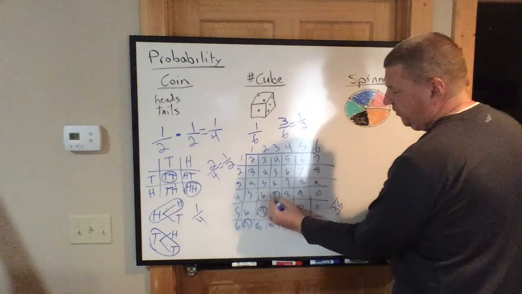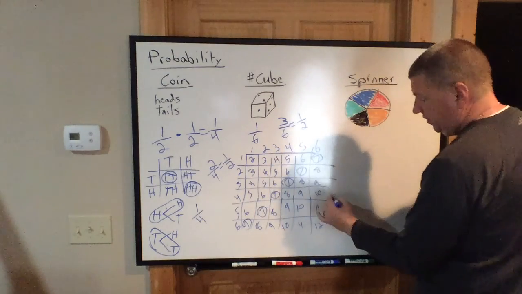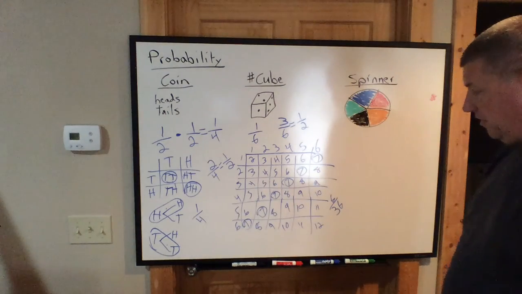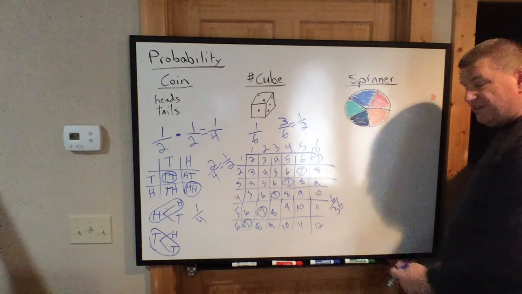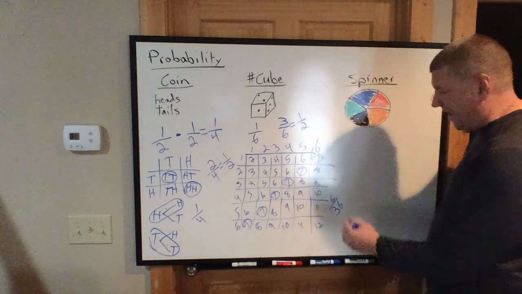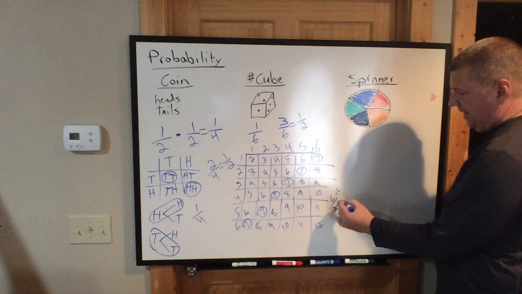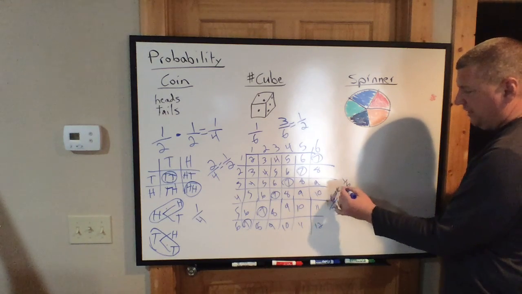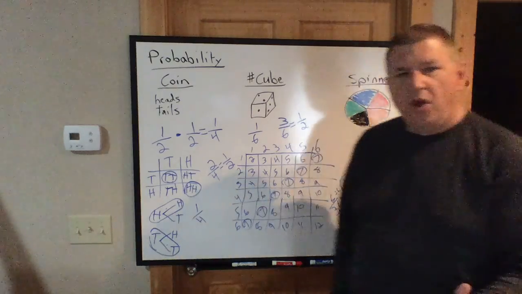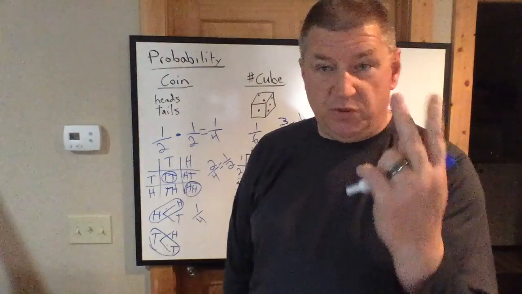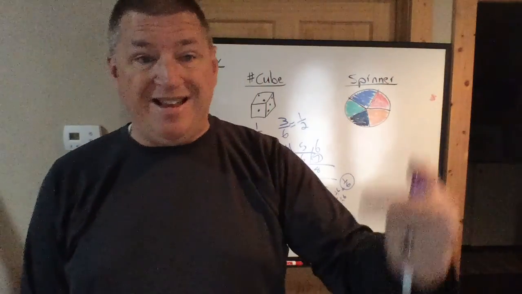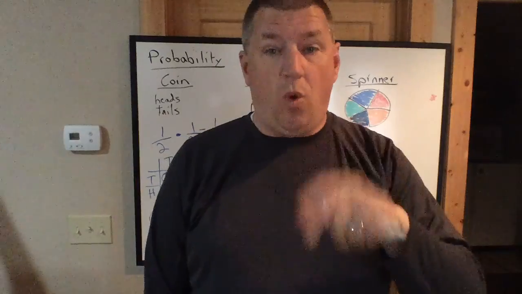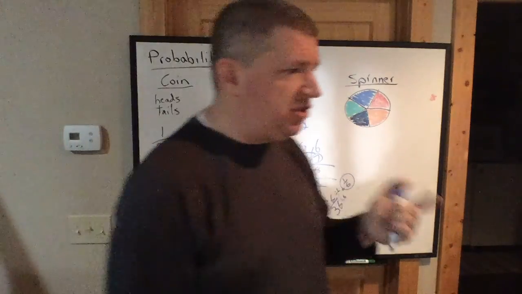1, 2, 3, 4, 5, 6. So 6 out of 36. Are those the only 7s? They are. All right, so we've got 6 out of 36. Can I simplify that fraction? Yes, I can. I divide the top by 6 and divide the bottom by 6, and simplifying gives me 1 out of 6. So the probability of rolling a standard number cube 2 times and having the sum be 7 in any combination is 1 out of 6. Okay, so let's look at our last one.